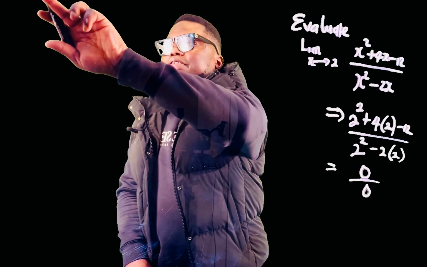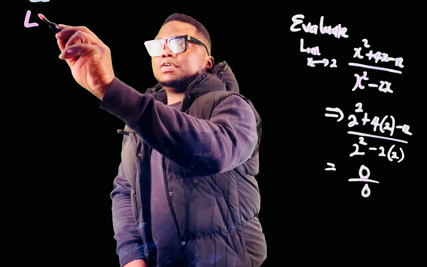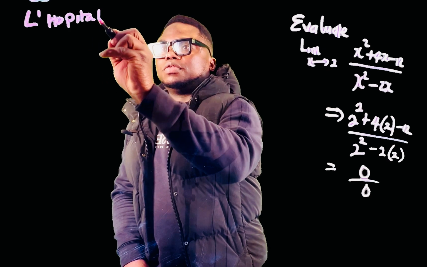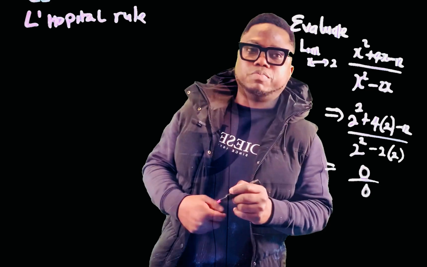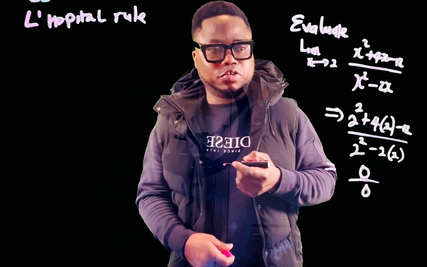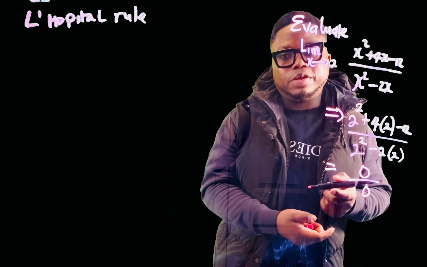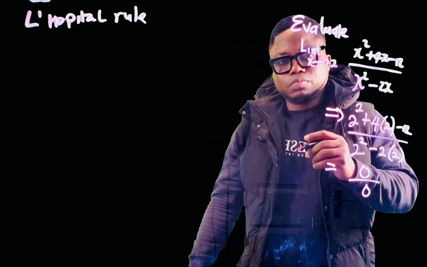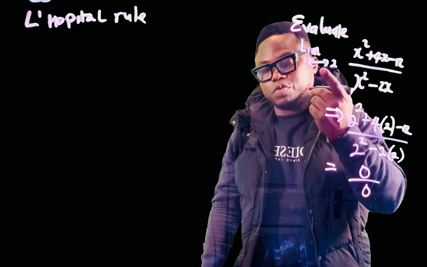Or rather, let me write it here. L'Hopital. The L'Hopital rule. Okay, this is the second method I'm going to use. But the first one, I'm going to factorize this expression, both the numerator and the denominator, and replace x with 2 again to check if I get an indeterminate value. But if not, that becomes the answer. So whatever I get after factorizing and replacing x with 2 becomes the answer.